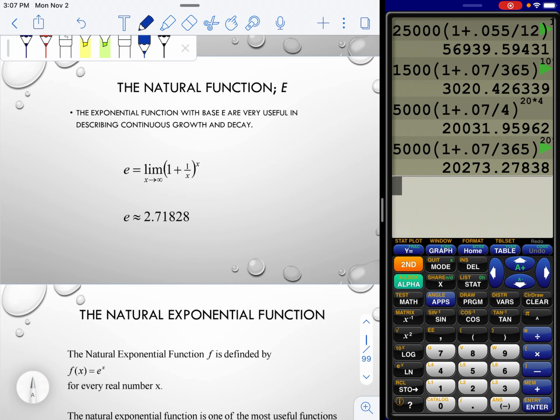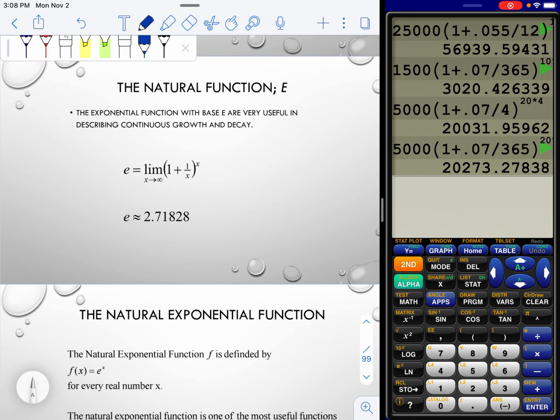Okay, so in order to do that, we're going to use the natural function here. Again, this is just definitional stuff. It's on your calculator. This isn't anything you have to memorize. The exponential function with a base e is very useful in describing continuous growth and decay situations.